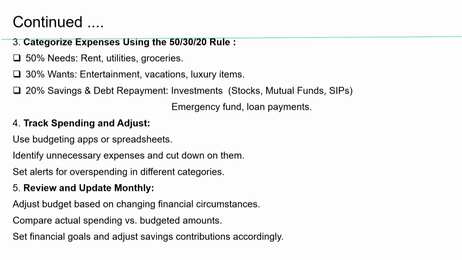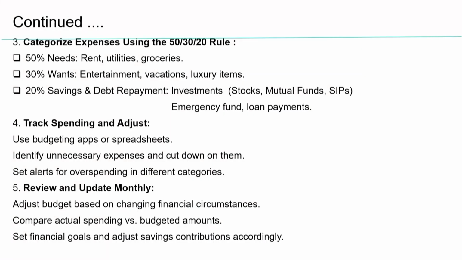whereas 30% of the amount of revenue earned by them can be used for the purpose of meeting the expenditures related to entertainment, vacations and luxury items, and 20% must be used for saving and debt repayment, because this will help you to attain financial soundness in future. If we do not save 20% of our total income, then we may face future uncertainties and unsoundness in the financial well-being.